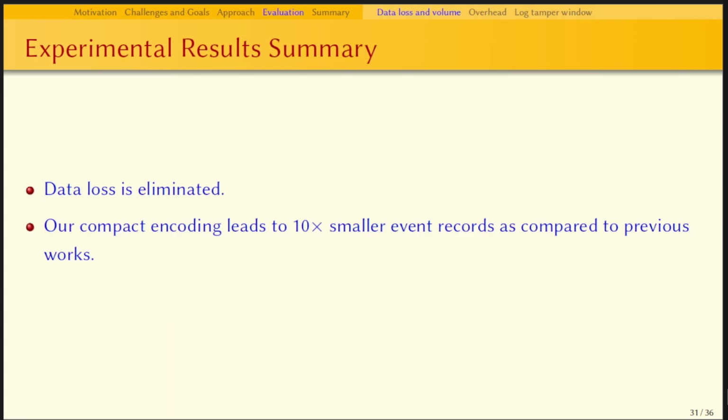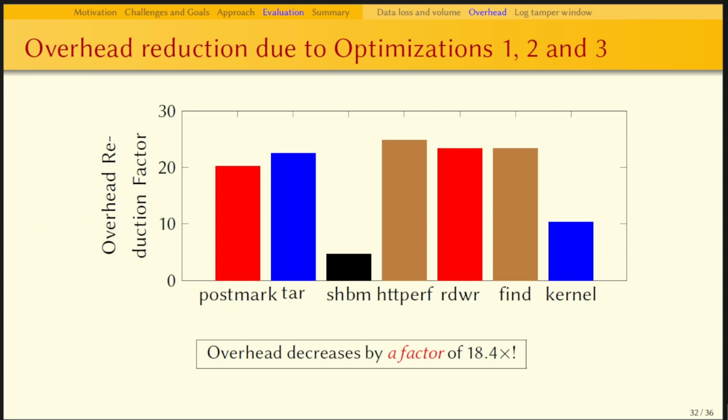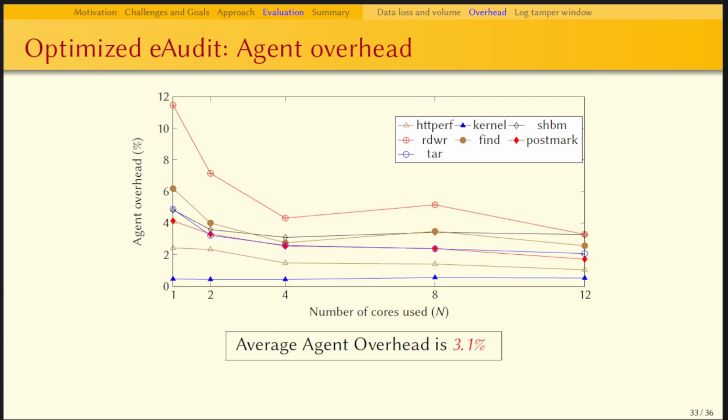In summary, we're able to eliminate data loss, and our compact encoding scheme lets us produce 10 times smaller event records compared to previous works, thus substantially reducing our data volume. If we were to combine all three of the optimizations we introduced earlier, we achieve a decrease in overhead by a factor of 18 compared to our unoptimized design. And what does our actual overhead look like? Well, it's 3% across all benchmarks and benchmark loads.